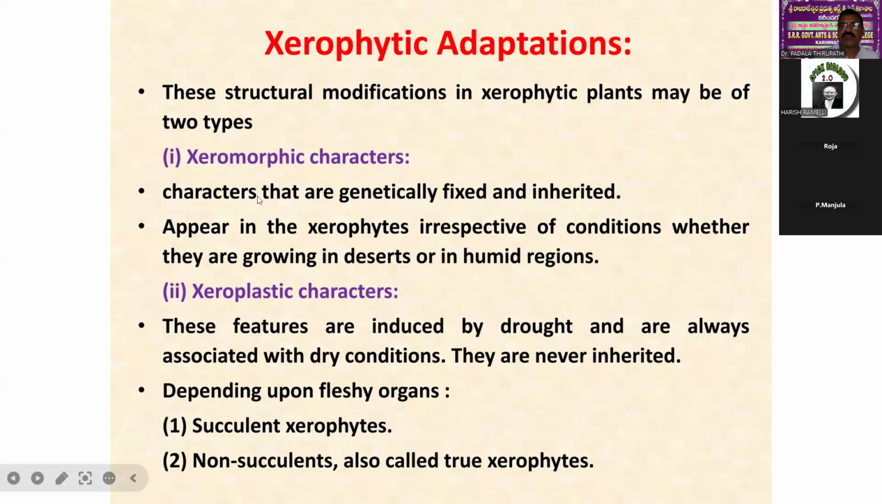Xeromorphic characters are genetically fixed, inherited, and appear in xerophytes irrespective of the conditions, whether they grow in deserts or in humid regions. They are genetically fixed. And xeroplastic characters are another type. These features are induced by drought and are always associated with dry conditions only, and they are never inherited. Depending upon the fleshy organs, there are succulent xerophytes, and non-succulents also called true xerophytes.